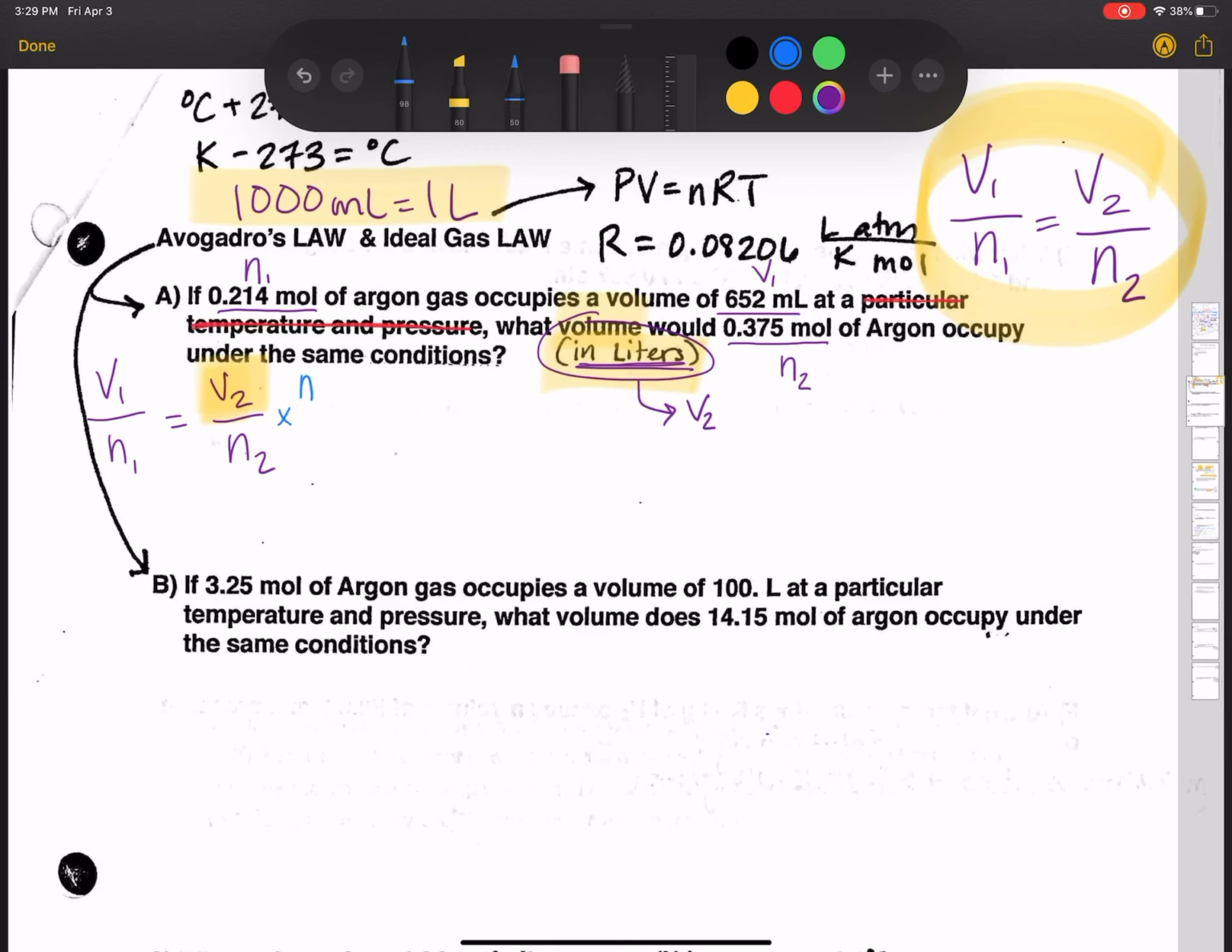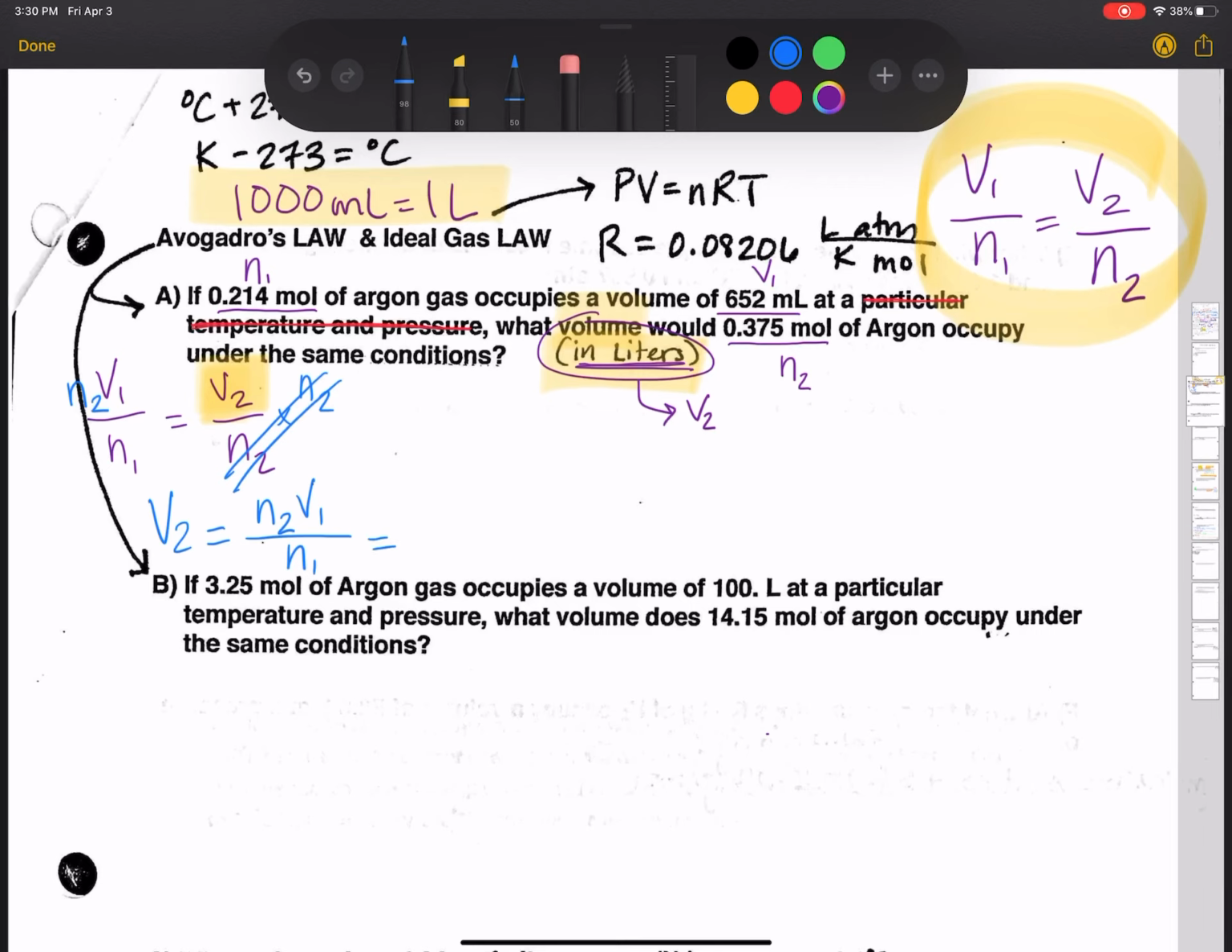So I'm going to say times N2, and I want to say times N2 on both sides. So now notice what happens. N2 cancels out. And so my formula now is V2 equals N2 times V1 over N1.